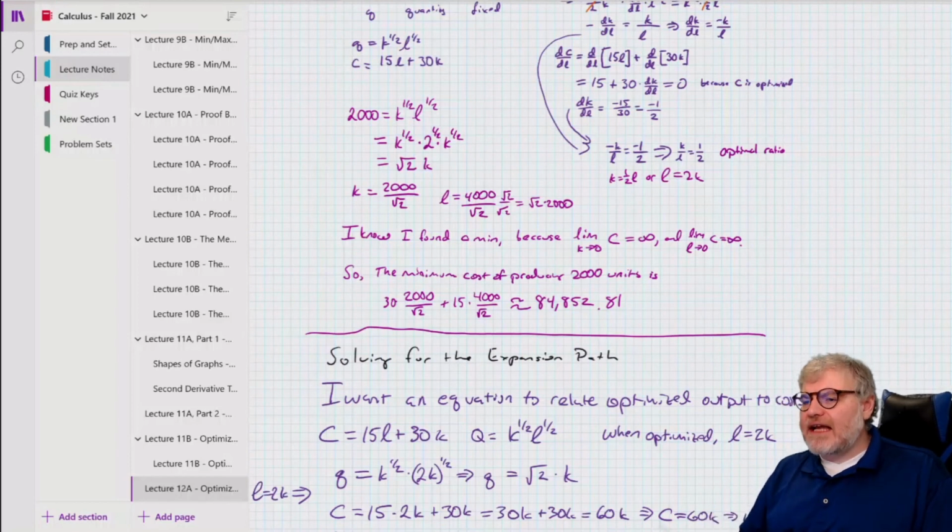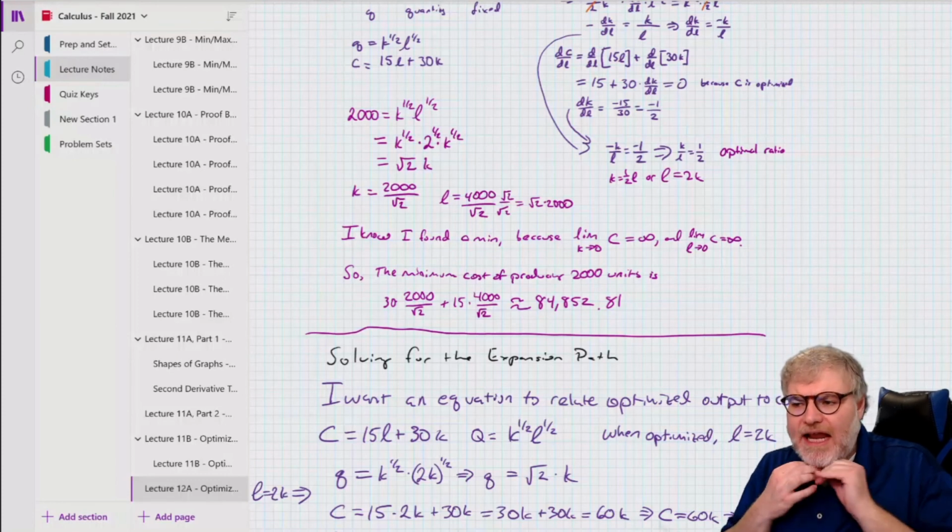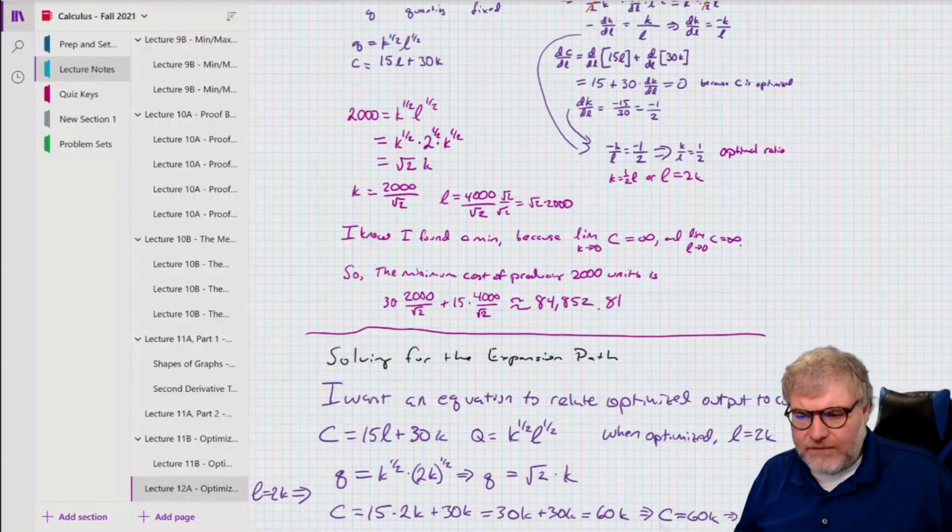Okay, next time, don't forget that there's a test at the end of week 12. And next time, what we're going to do is we're going to talk about area under the curve and the area under the curve function.